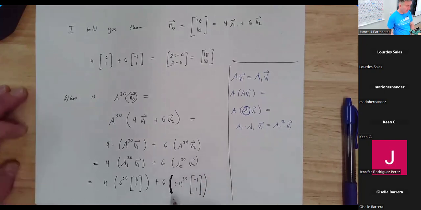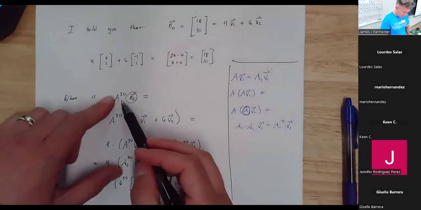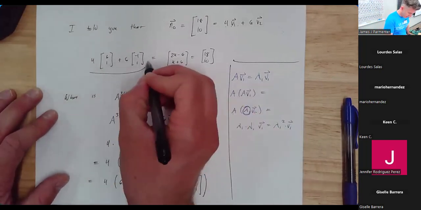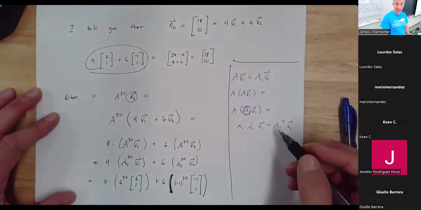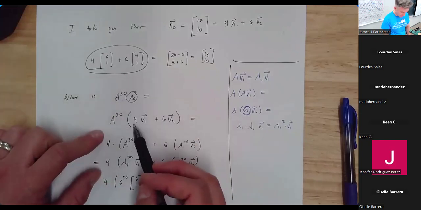And I will point out that if we had chosen different eigenvectors, like if you had chosen 1, negative 1, or 12, 2, your coefficients here would be slightly different than mine. It will look different if you choose different eigenvectors. So a couple of questions. Someone asked, for n naught, wouldn't you multiply by 18? Wouldn't you actually do the A to the 30th times n naught? And we're not doing that. What we're doing is saying that n naught is really equal to 4 times v1 plus 6 times v2. Then instead of multiplying A to the 30th times n naught, it's A to the 30th times 4 times v1 plus 6 times v2.